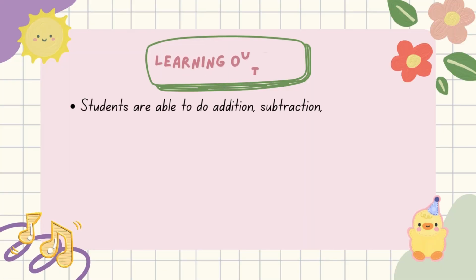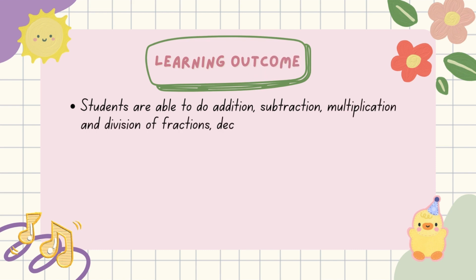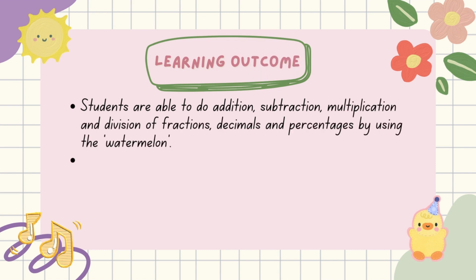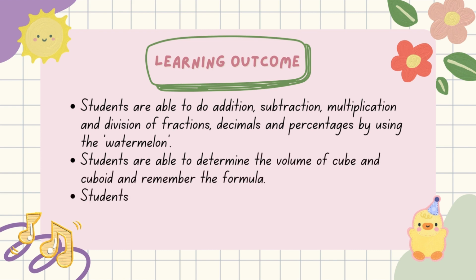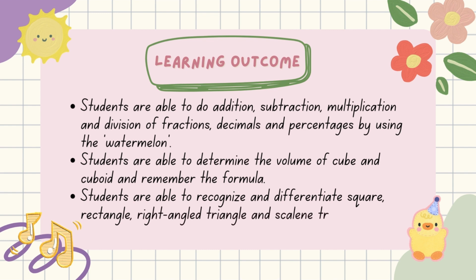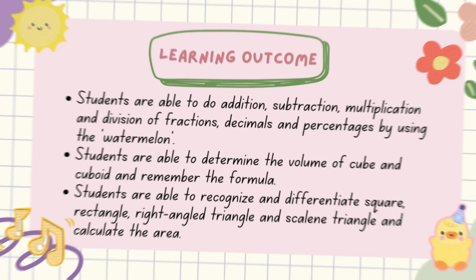These are the learning outcomes. First of all, students are able to do addition, subtraction, multiplication, and division of fractions, decimals, and percentages by using the watermelon. Students are able to determine the volume of cube and cuboid and remember the formula. Last but not least, students are able to recognize and differentiate square, rectangle, right-angle triangle, and scalene triangle and calculate the area.